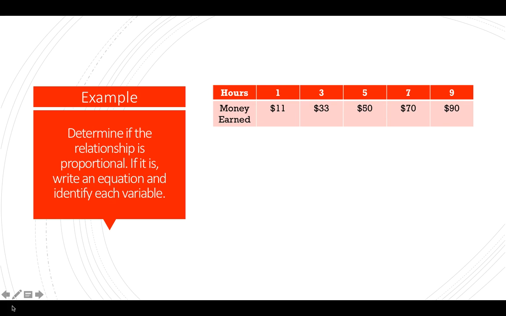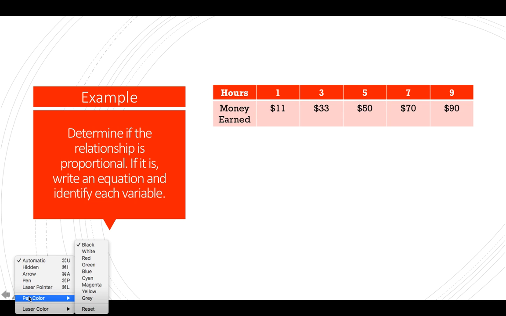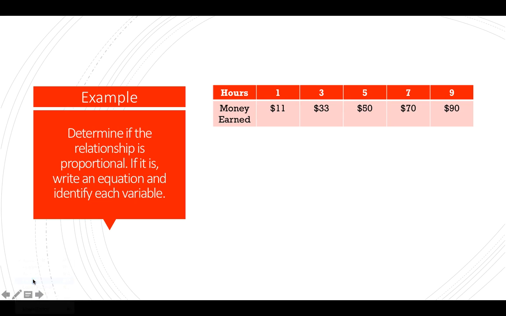Let's take a look at this next example. It is the same idea, and it says determine if the relationship is proportional. If it is, write an equation and identify each variable. Well, again, I always like to look from top to bottom. 1 times 11 is 11. 3 times 11 is 33. 5 times 10 is 50. So right here, I see that this is not a proportional relationship because I do not have that constant rate of change, so I can't write an equation, so this problem is done.